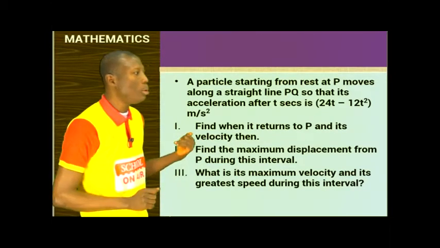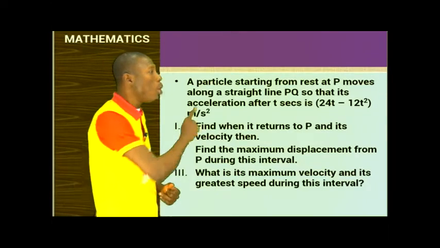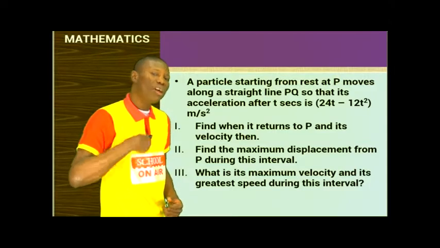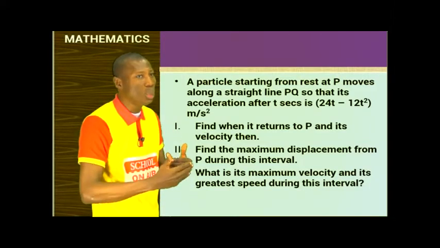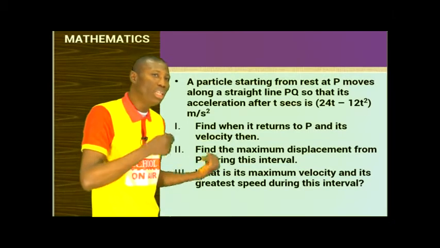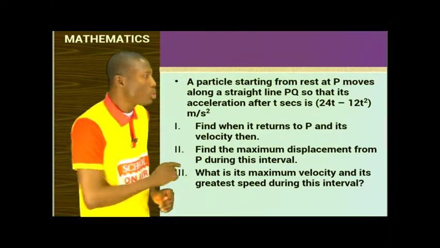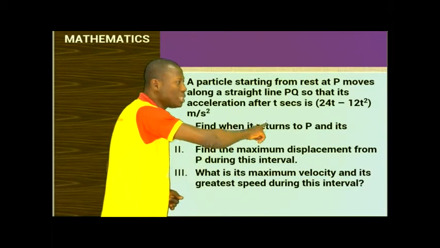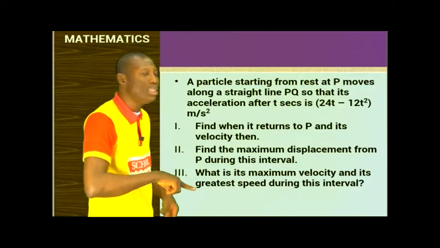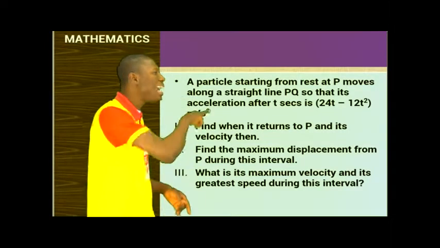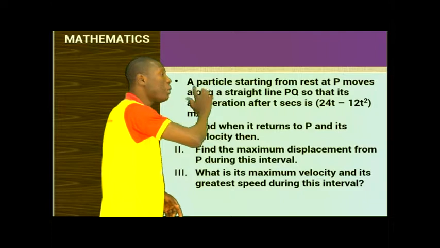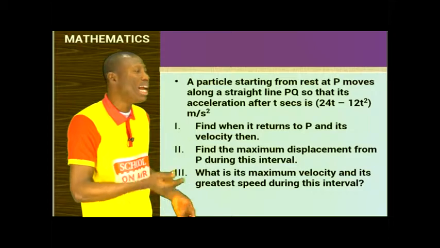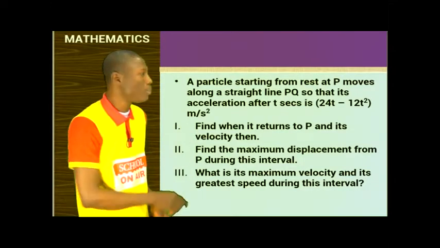Let me say something concerning this question. A particle starting from rest at p: when a body starts from rest, or after a motion the body comes to rest, it means that the initial or final velocity is equal to 0. So when they say find when it returns to p, you know that it travels and comes back to p. When it starts from rest at p and comes back to p, it comes back to rest.